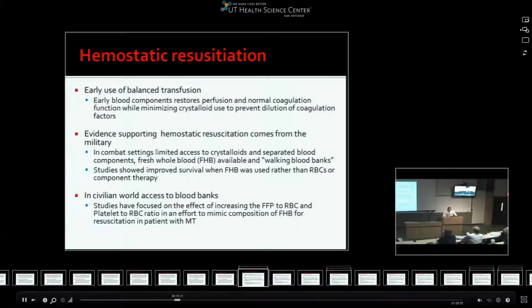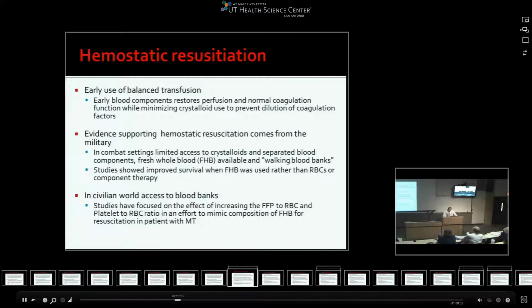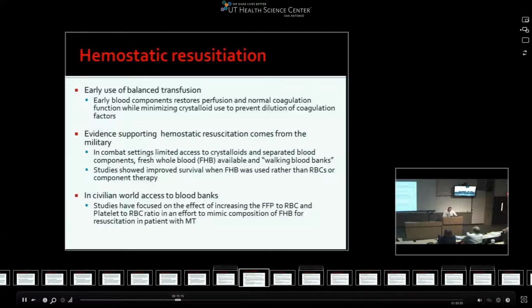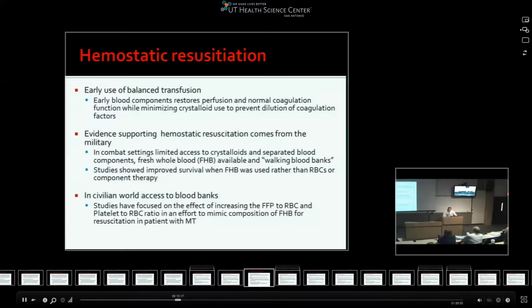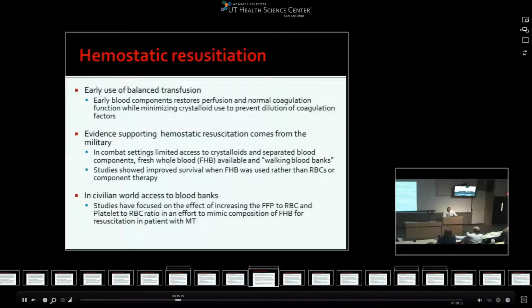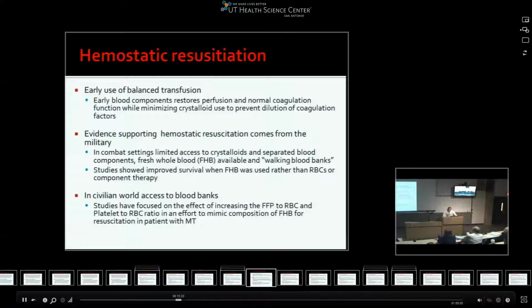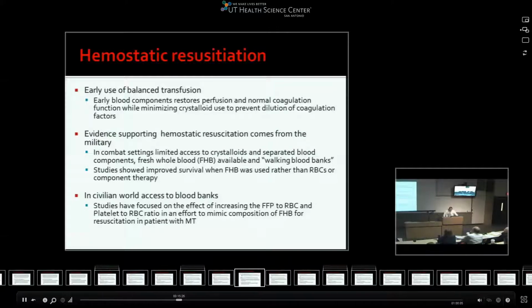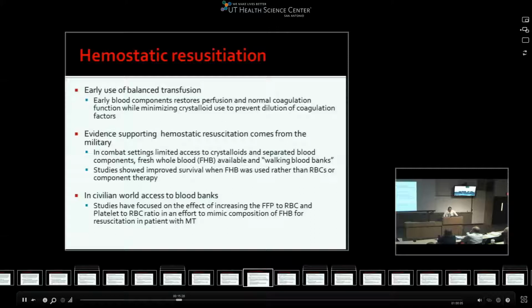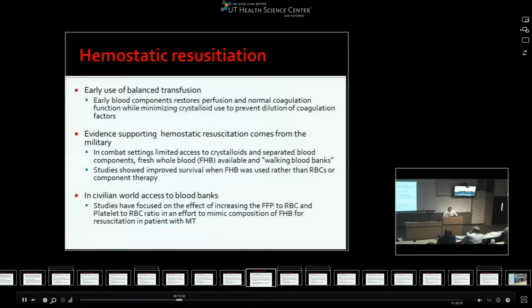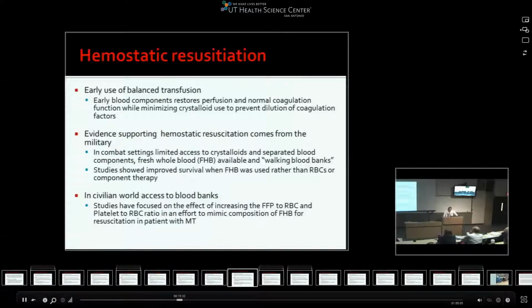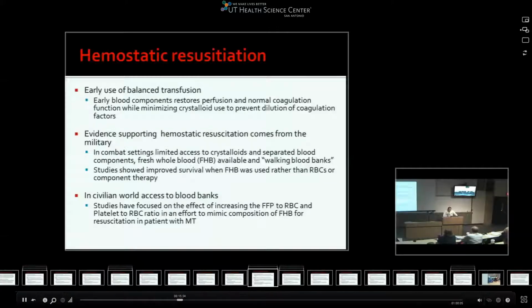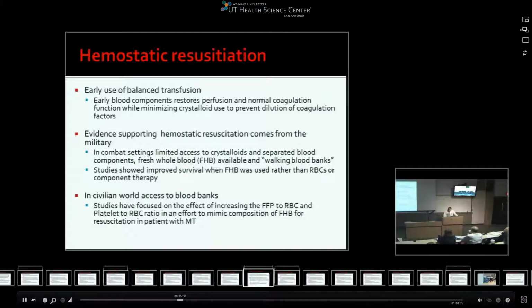Hemostatic resuscitation promotes the early use of balanced transfusion. Early blood components restore perfusion and normal coagulation function, while minimizing crystalloid use to prevent dilution of coagulation factors. The initial evidence came from the military, where in the combat setting there was limited access to blood banks and separated blood components, and so what was available was fresh whole blood or walking blood banks.